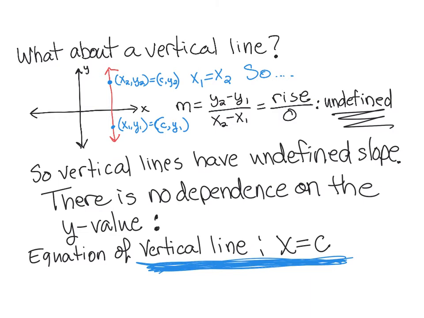Okay, an example of 2 points on a vertical line would be (3, -5), (3, 2), (3, 81). You get the point. All the x values are the same, and it doesn't matter what y is. You're simply passing through x equals 3.